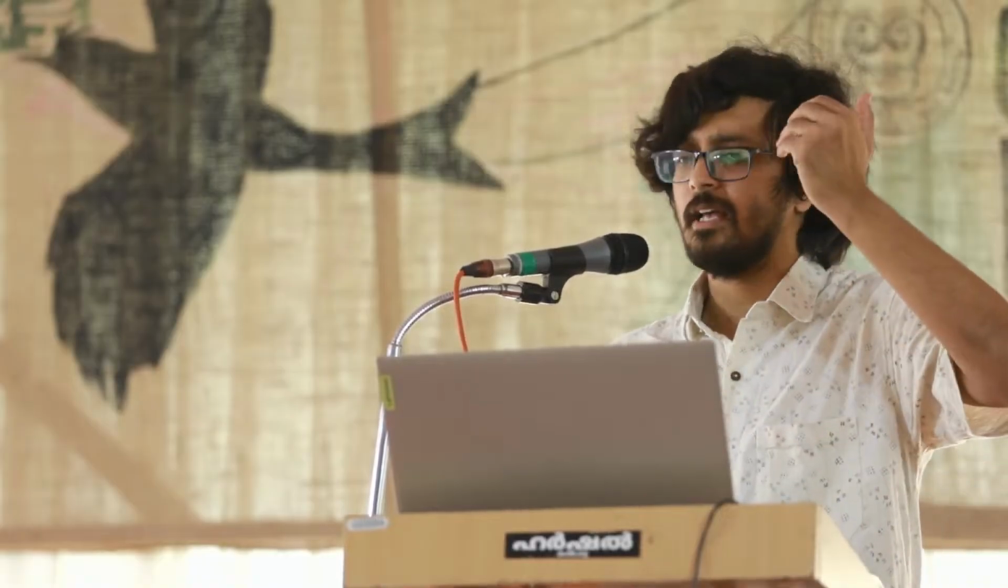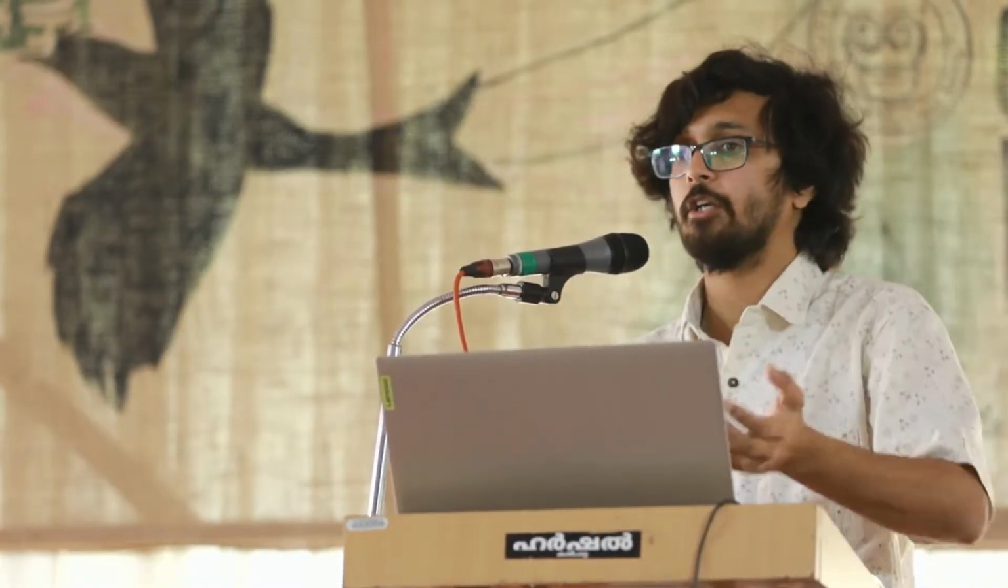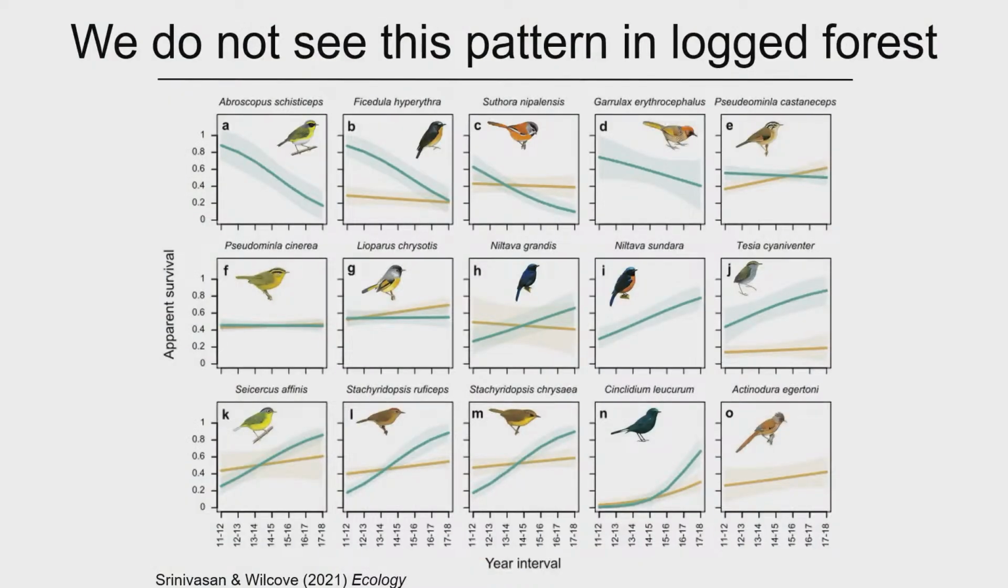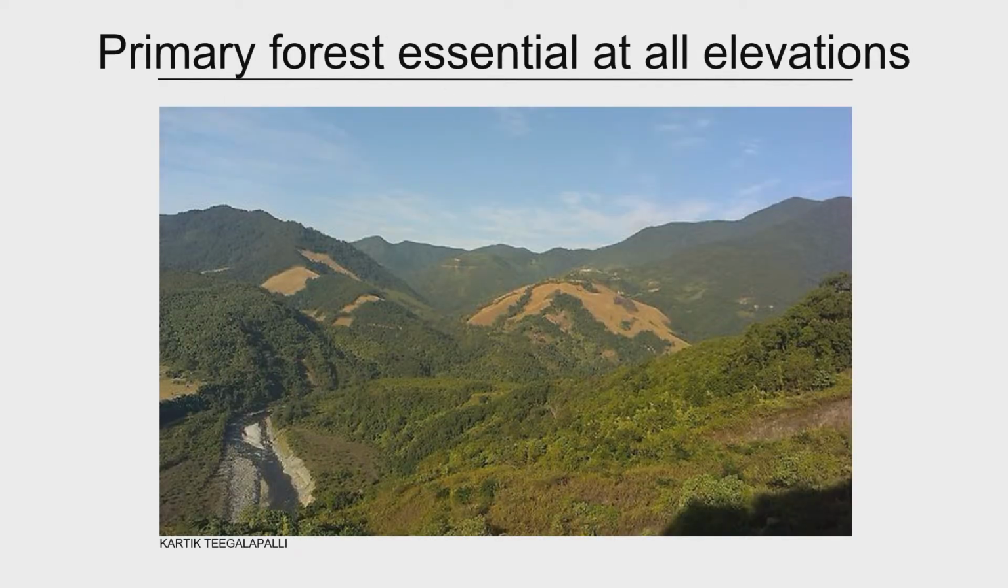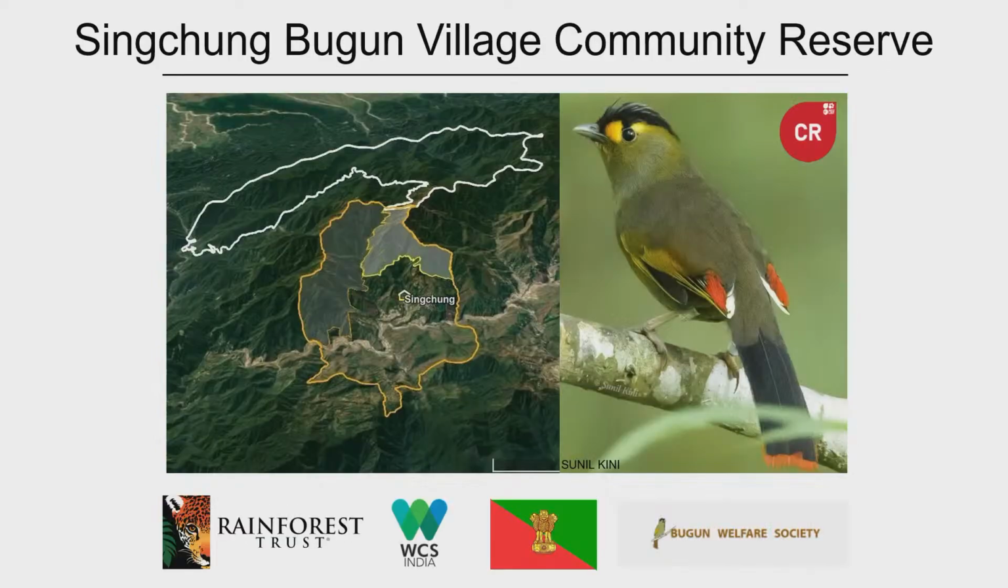These birds do not move up to logged forests because, like I mentioned earlier, it's hotter and drier. So if birds have to move up the mountain to survive climate change, you need to protect primary forests at all elevations. And we've tried to use some of these insights from our results to inform conservation action in the region.